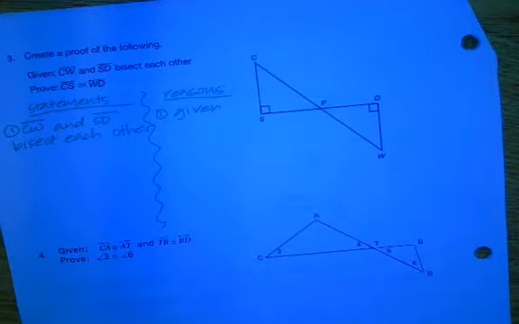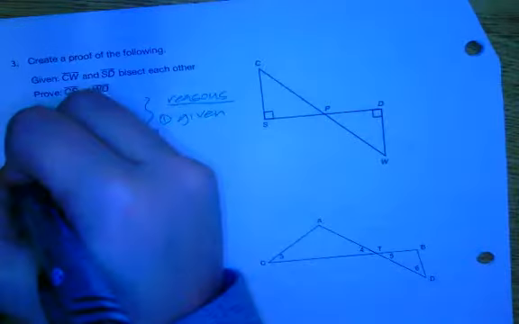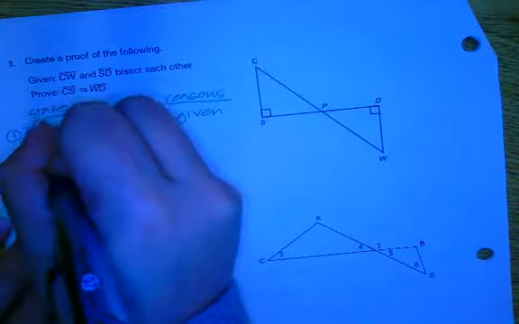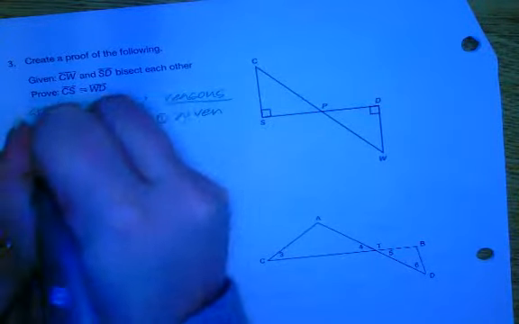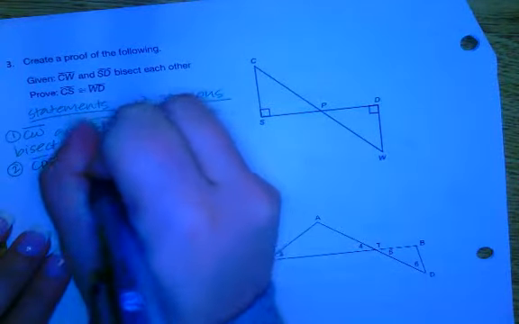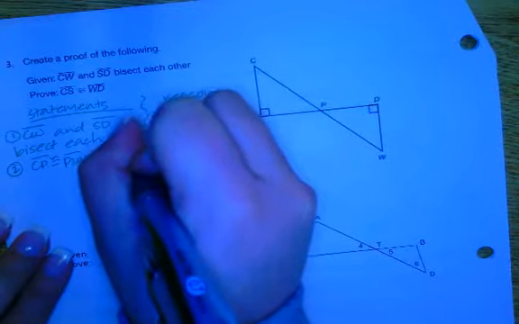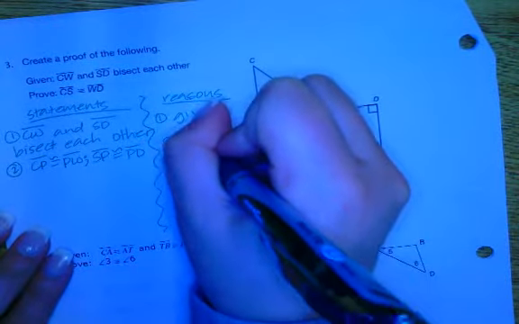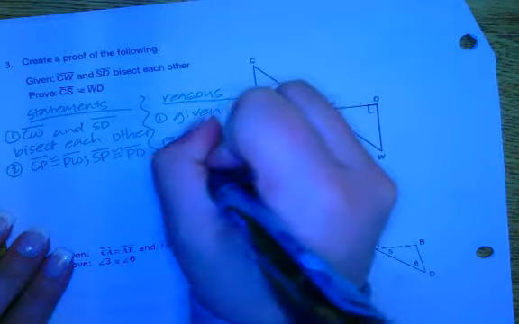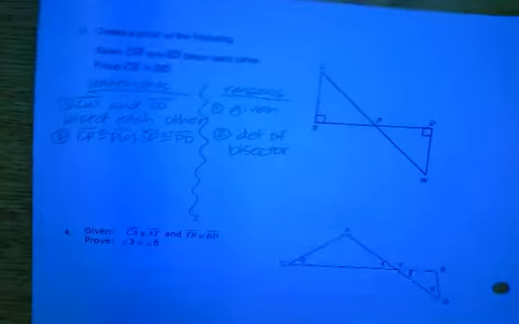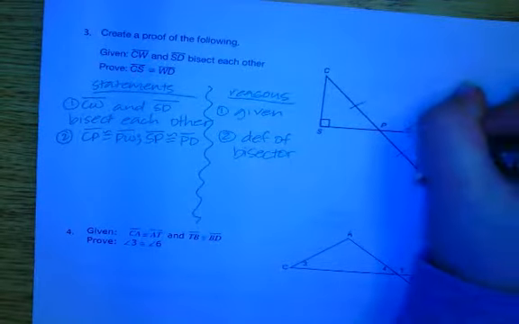Okay, if CW and SD bisect each other, what does that tell us? CP is congruent to PW, and what else? SP is congruent to PD. And what would be the reason? Definition of bisector. So I'm going to make that marking.